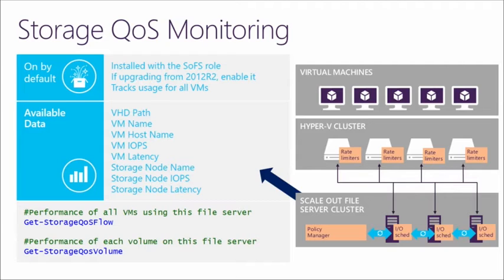So for instance, the PowerShell that I've kindly donated to Corey again: if you want to view all the VMs using the file server, Get-StorageQoSFlow is the PowerShell cmdlet. Performance of each volume on this file server, Get-StorageQoSVolume, and then the volume that you're looking for. Obviously, if you want to be more.